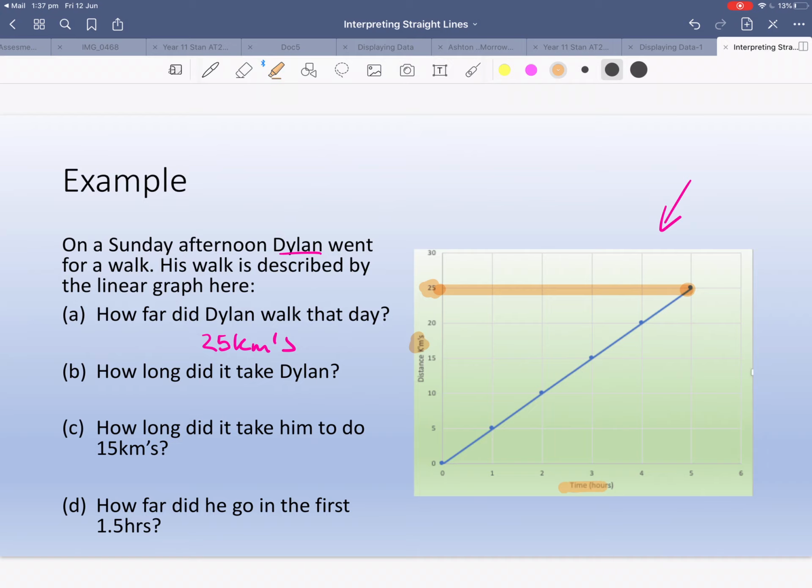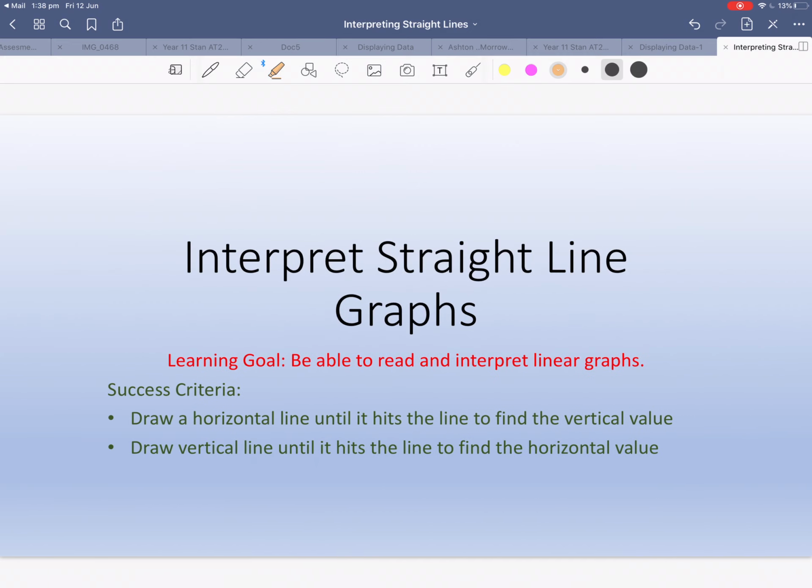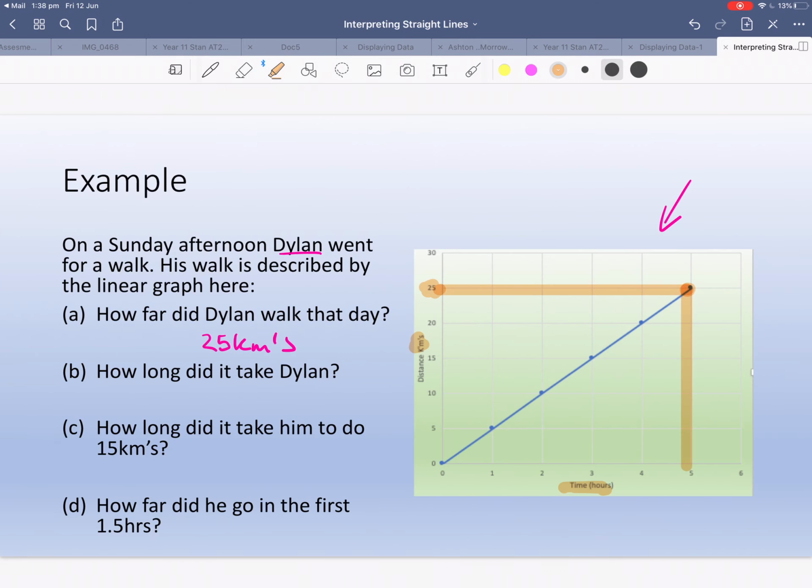All right, the next one is how long did it take Dylan? Well, this is time down here. So we've got to do a straight line to the horizontal axis, which is what this is saying. Draw a vertical line until it hits a horizontal value, and that's what we're doing there. And it looks like it's going to be 5, and it will be hours. So it says 5 hours.